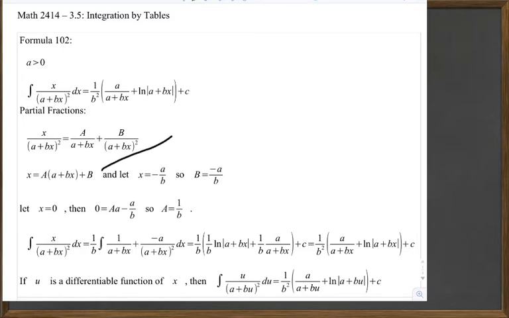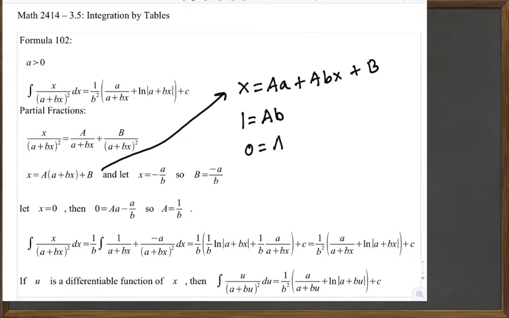The other way we could do this is we could go ahead and distribute and say x is equal to uppercase A, lowercase a, plus uppercase A times lowercase b x plus uppercase B. Setting the linear terms equal to each other, just their coefficients actually, you're going to have 1 is equal to uppercase A times lowercase b, and then there is no constant term on the left-hand side, so we can just say 0 is equal to the constants on the other side, uppercase A, lowercase a plus uppercase B.